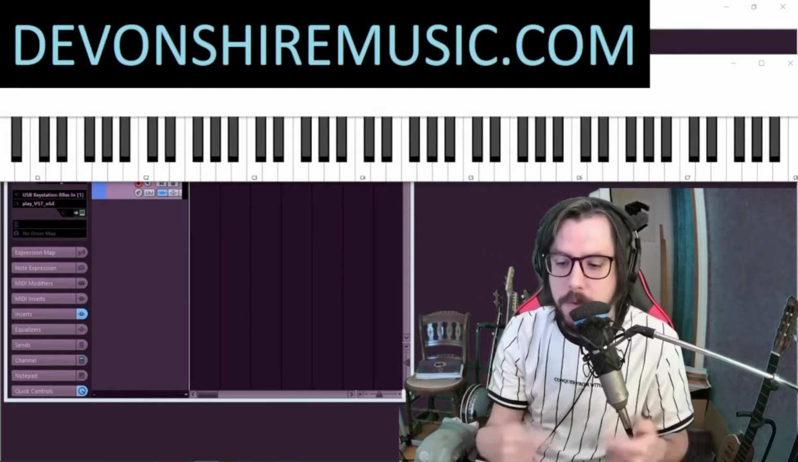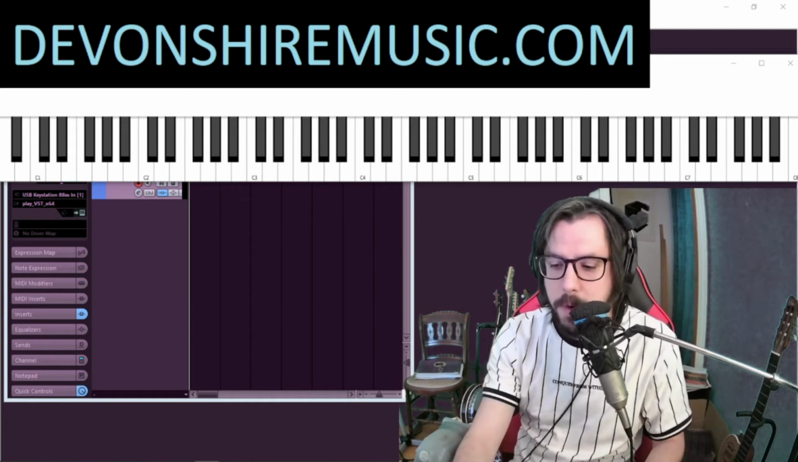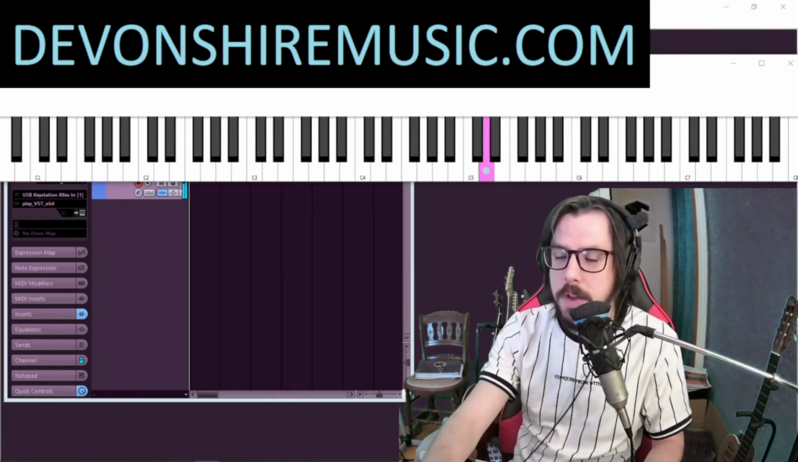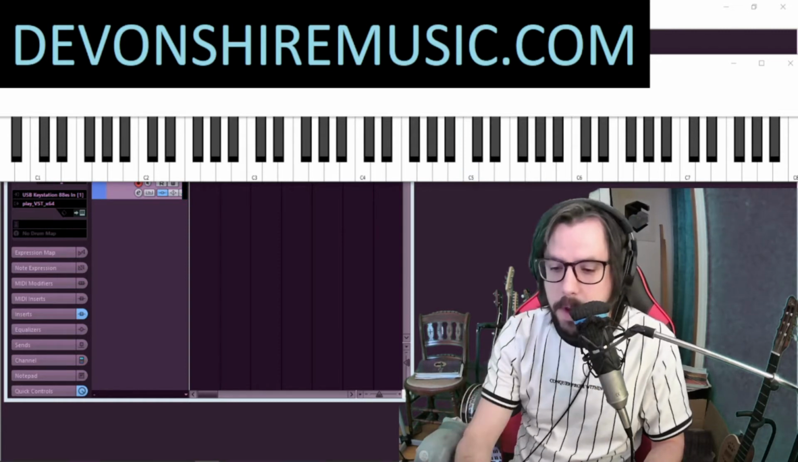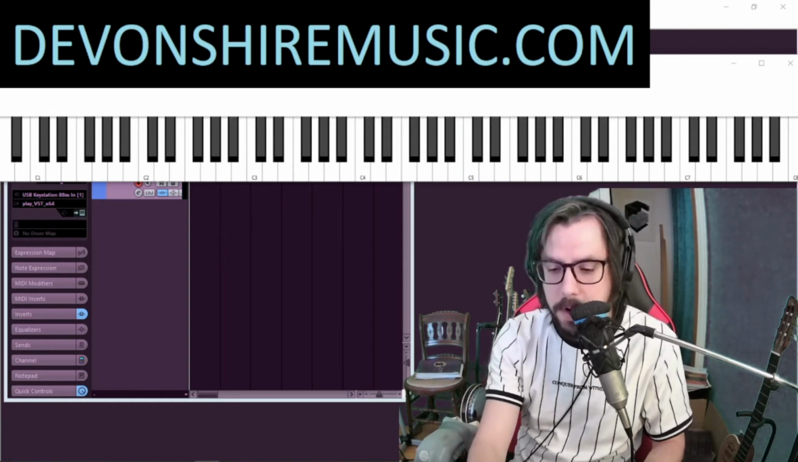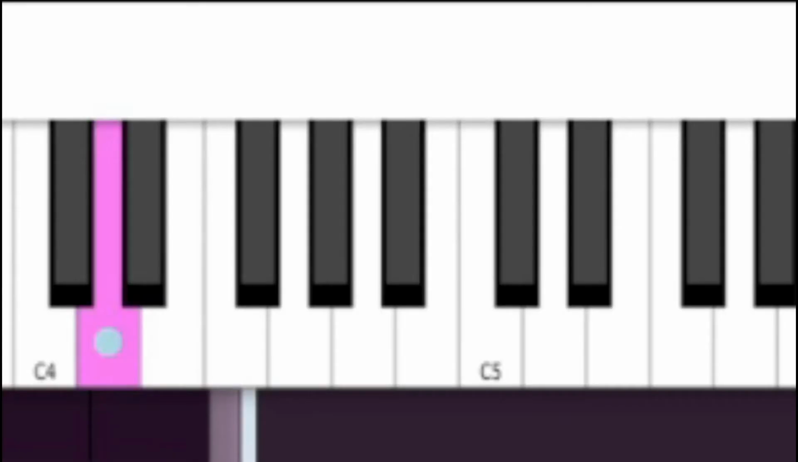Now the next circle of fifths, if we go up, what is the fifth of the G major scale? 1, 2, 3, 4, 5. Okay, so now it's a D. So now we're going to start it on D. Now, we went from no sharps or flats to 1 sharp. Now we're going to go to 2 sharps.